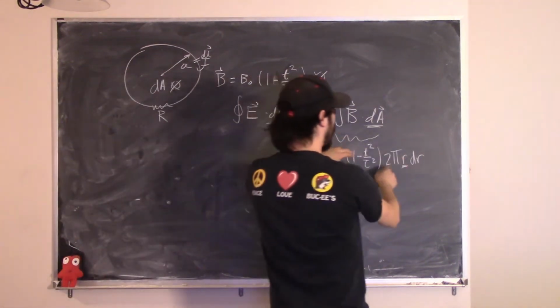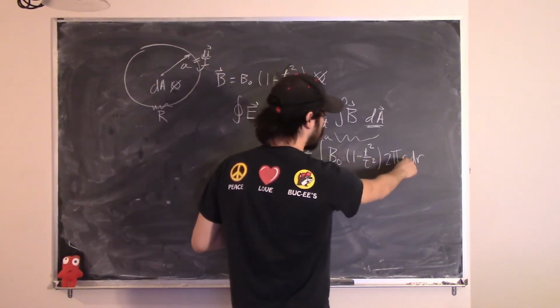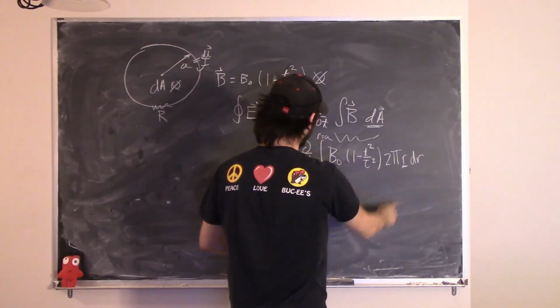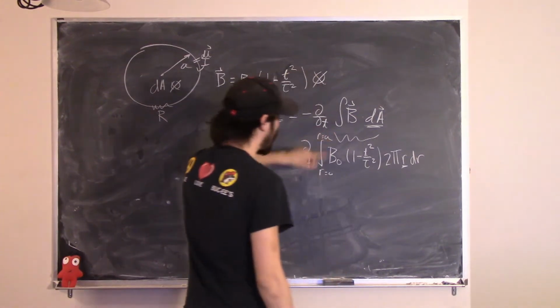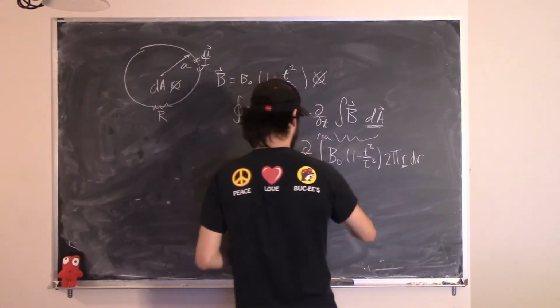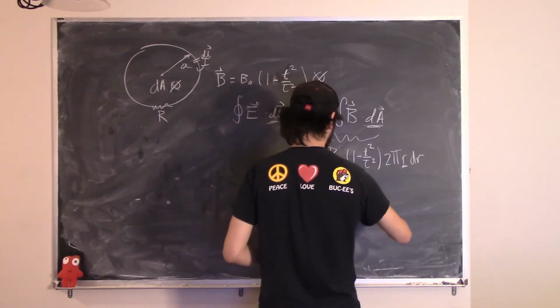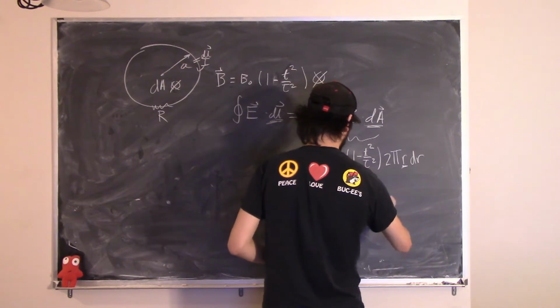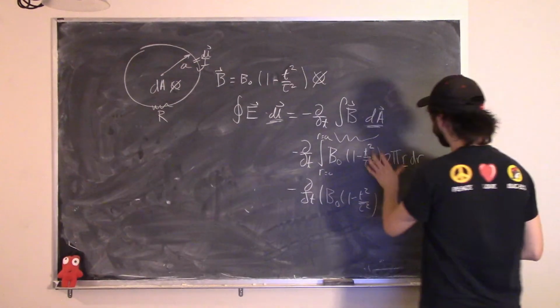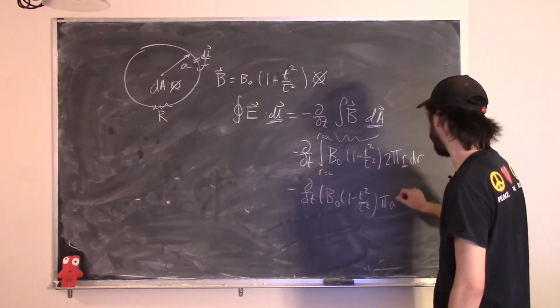Everything here is a constant except for this r, and so I can integrate over this r. And when I do that, I'm going to get an r squared divided by 2, evaluated at a is going to give me a factor. Let me just write the whole thing. So this is the partial derivative of B0 times 1 minus t squared divided by tau squared. And when I do the integral, this 2 pi r dr is going to become just pi a squared.